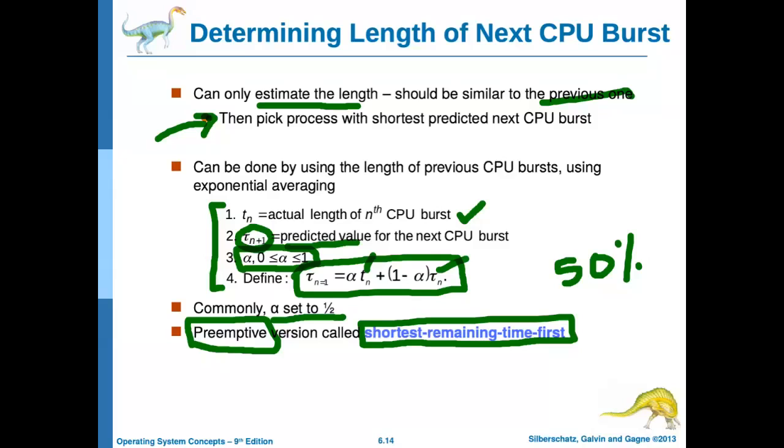So there are two variations of shortest job first. One is preemptive and one is non-preemptive. The default version is non-preemptive, that is SJF, whereas SRTF, that is shortest remaining time first, is the preemptive one.